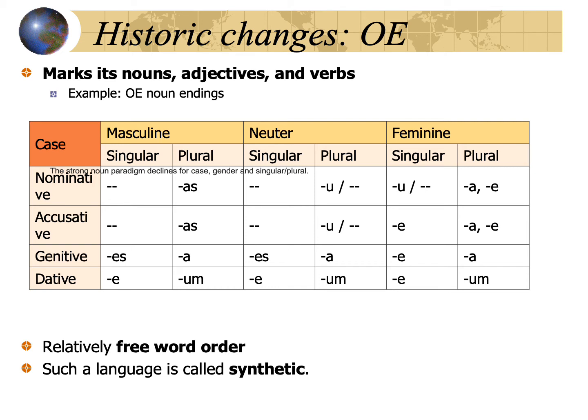This kind of system is called synthetic language. And so therefore, if you have an ending that designates the noun as the subject and this noun as the object, or that this adjective goes with this noun, then the word order is much more free than it is in the kind of English that we know.